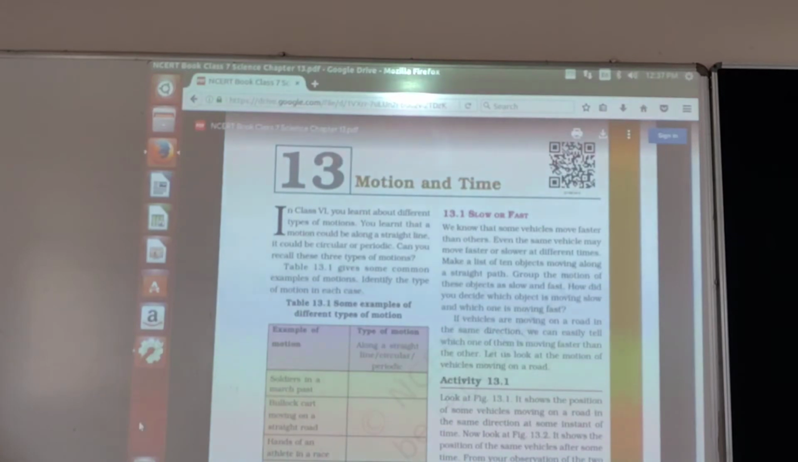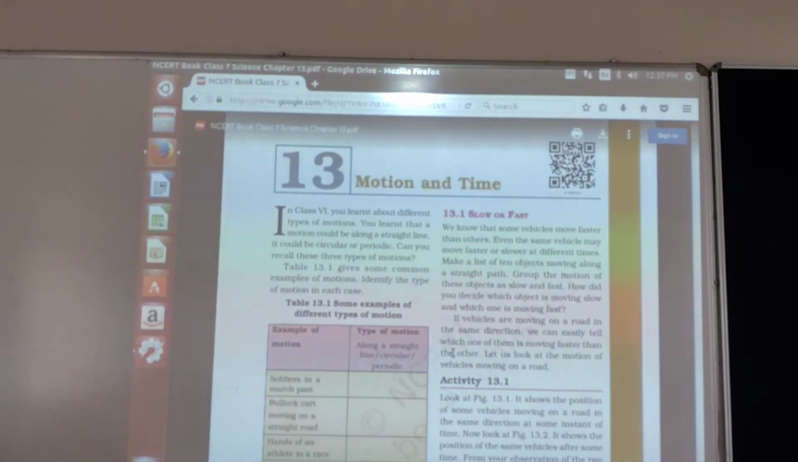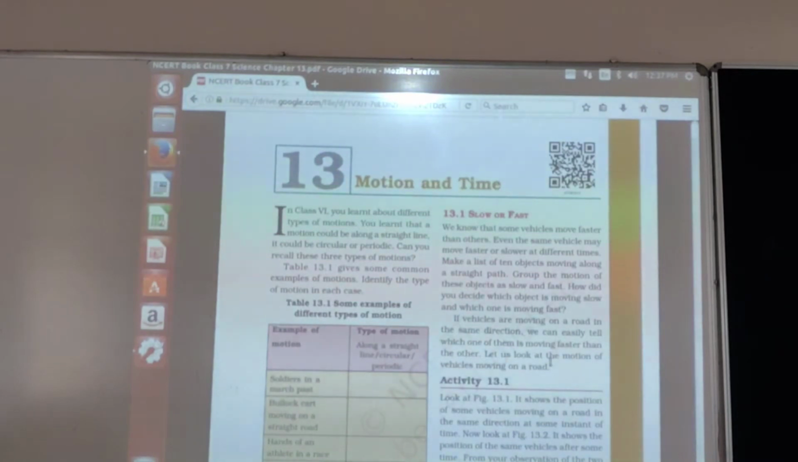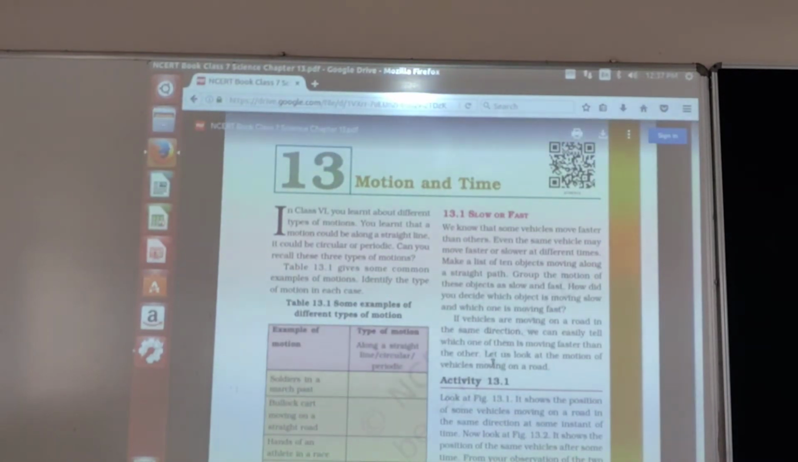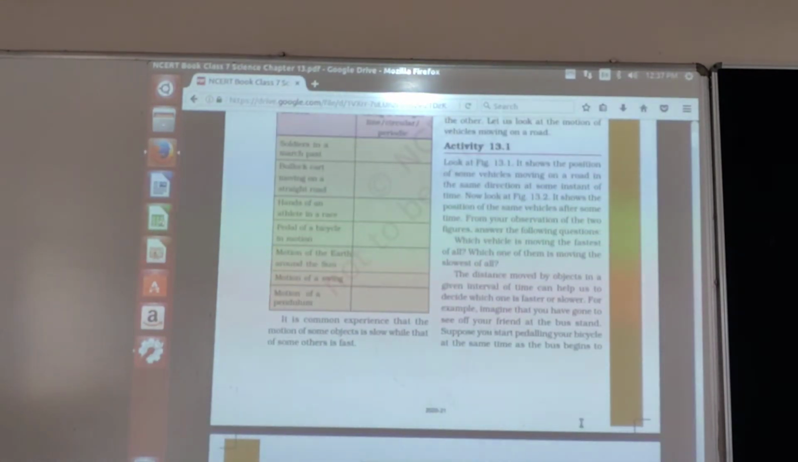So if vehicles are moving on a road in the same direction, we can easily tell which one of them is moving faster than the other. So let us look at the motion of vehicles. For example, there is a straight road and two vehicles are moving together. You can easily identify which vehicle moves faster and which moves slower.